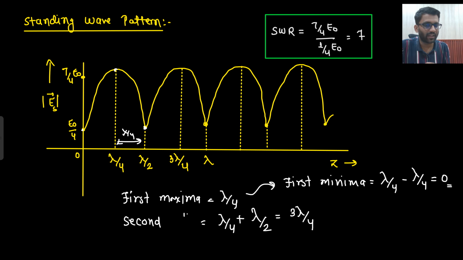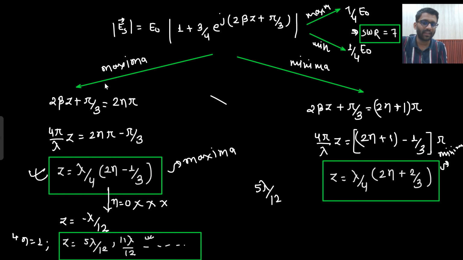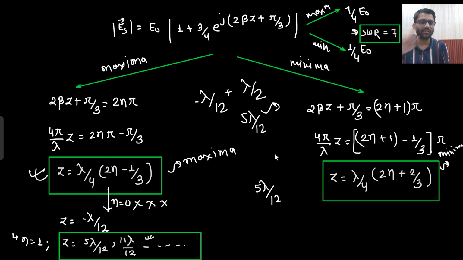So in the examination I am just telling you a shortcut. In the examination I will do only this calculation, then I will put n equals to 0. If I put n equals to 0, what I am getting? Minus lambda by 12. I will get to know that this is not accepted. What I am going to do? Lambda by 2 I will add. If I add lambda by 2, what I am getting? 5 lambda by 12. So this is my first maxima.